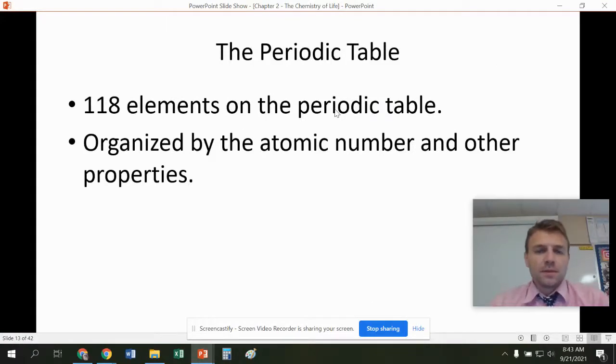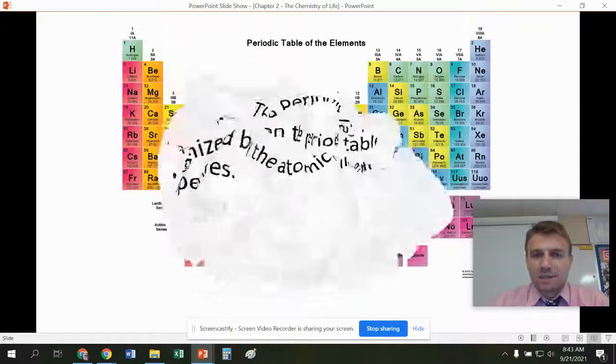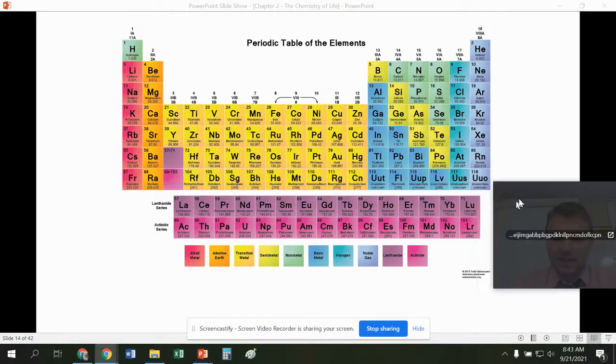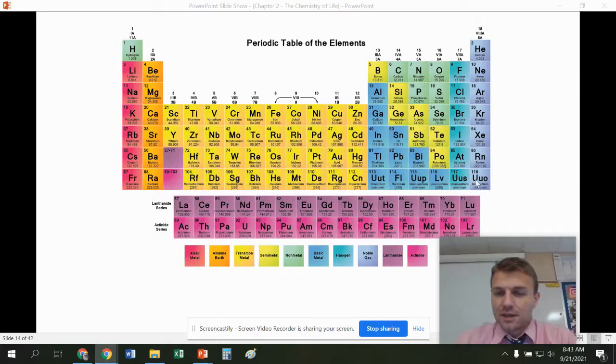All right. So the periodic table has 118 elements, and this is organized by the atomic number. You've probably seen the periodic table before, but here it is. You can see the atomic number starts up here with 1, then goes to 2, 3, 4, and it goes all the way down to 118. This one actually might not. Yeah, I think this. Oh no, this one does.